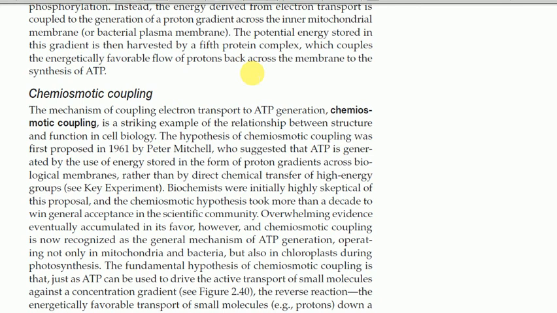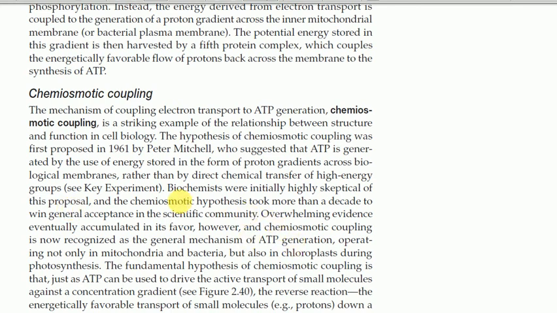we'll end up with the production of ATP. So the hypothesis of chemiosmotic coupling was first proposed in 1961 by Peter Mitchell, who supposed that ATP is generated by the use of energy stored in the form of a proton gradient across biological membranes rather than by direct chemical transfer of high energy groups. And this is actually how we explained it kule kwenye notes. Kwa hiyo this is not a direct transfer of phosphate from a high energy molecule, but it is by the production of the proton gradient ambayo itakuja kufanya coupling.